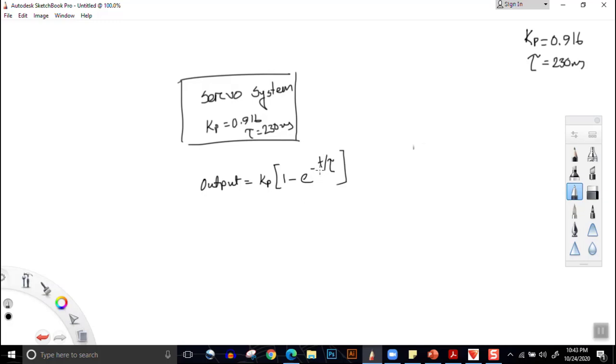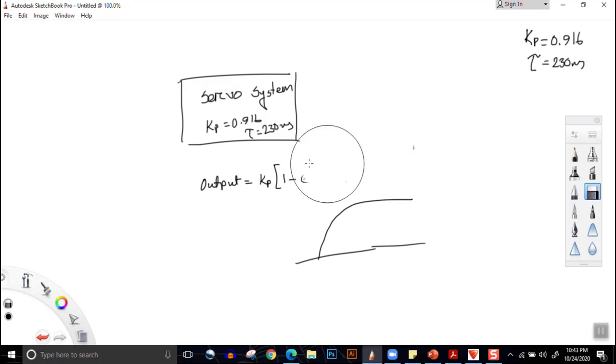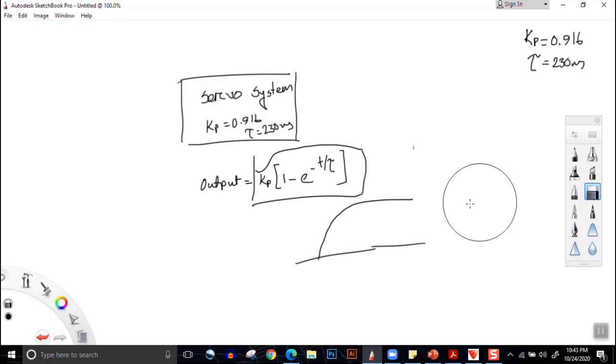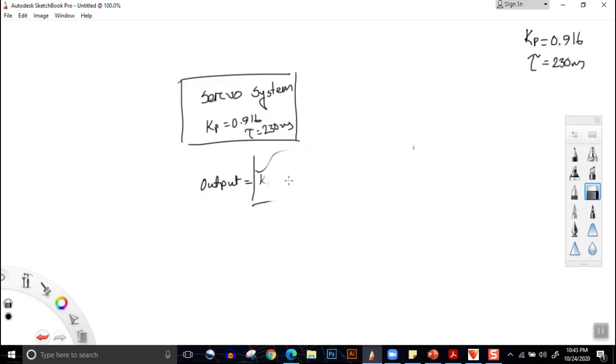So if you know the Kp and tau and you plot against t, you get an output like this, which will be similar to the output that we obtained from the graph. Okay. So this is the underlying equation of a black box or a plant or a system, whatever the system. It can be a fan, a servo system in our case, or anything else.